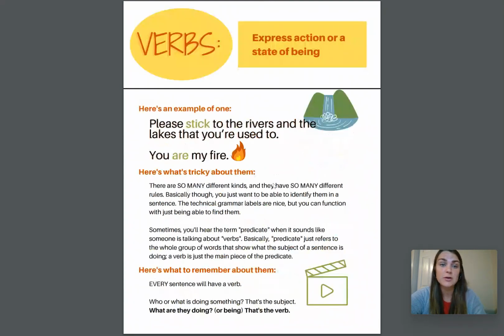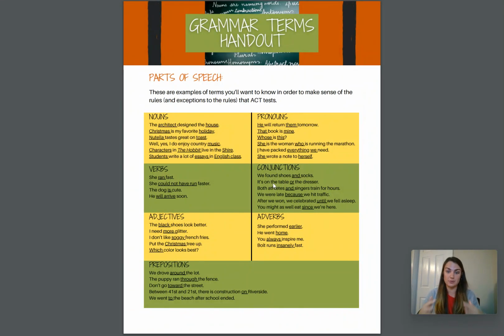So that was a really quick rundown of these different parts of speech and grammar terms you're going to be expected to know. So go back through, rewatch, or write down more notes for the ones that you have trouble with. Use this reference sheet to kind of help you remember, okay, yes, right, nouns, architect, design, the house. Yes, those two words are nouns. Pronouns, he, them, everything, herself. Oh yeah, those are the pronoun words.